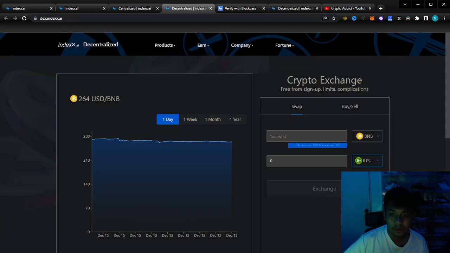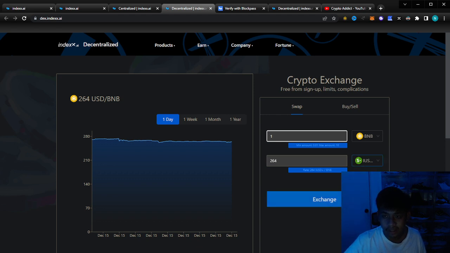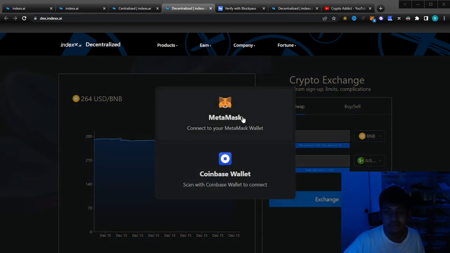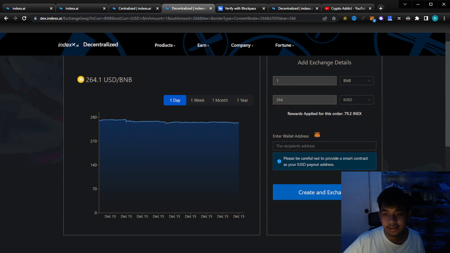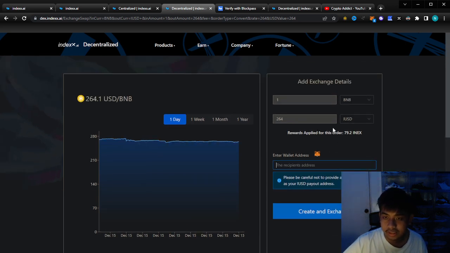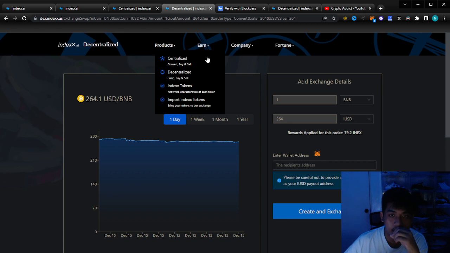So here what you just need to do is, let's say one BNB, and then exchange it, and then you just need to connect your MetaMask wallet. That's what I'm doing right now, and as you can see here, I do have my accounts connected. So that is BNB, okay? I can always choose other coins, but that's pretty much how it works.